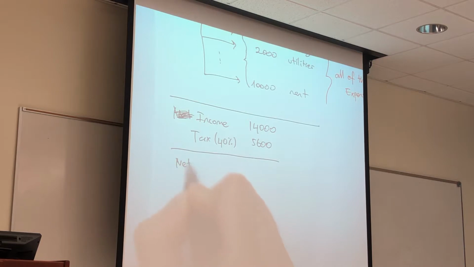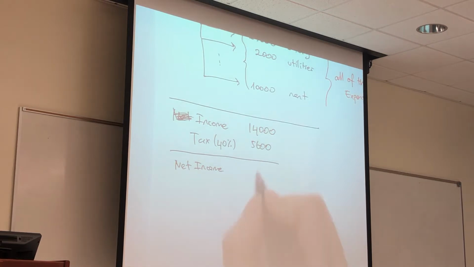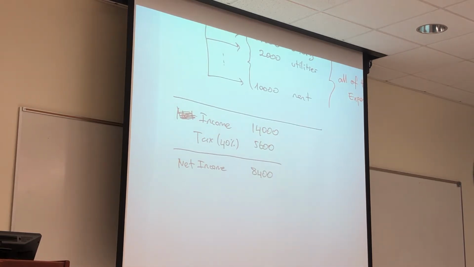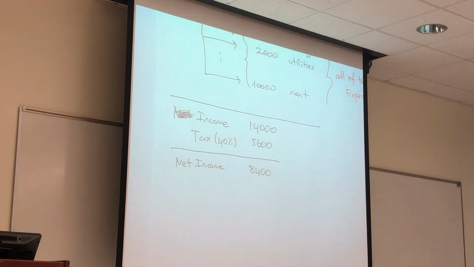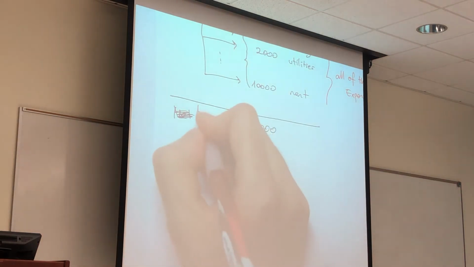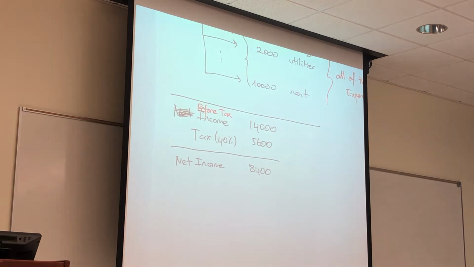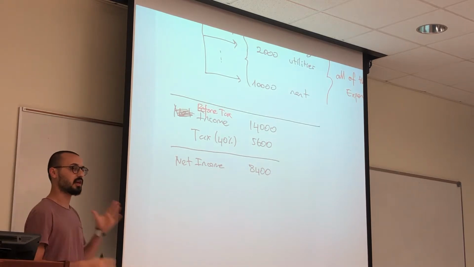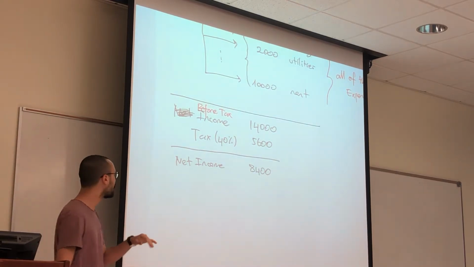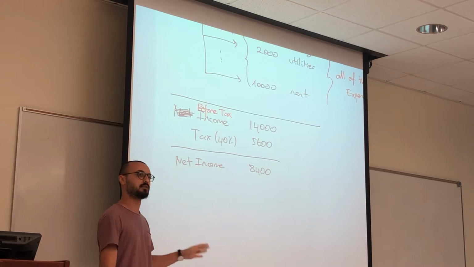Then we have net income, which is 14,000 minus the taxes we paid on our income. 14,000 minus 5,600, 8,400, right? The 14,000 is the taxable income, correct? Yes, before-tax income. Let me write that, before tax. Cool. Now, as a company, we have our income statement. So our net income after everything, taxes, costs, we have $8,400 left in our pocket.